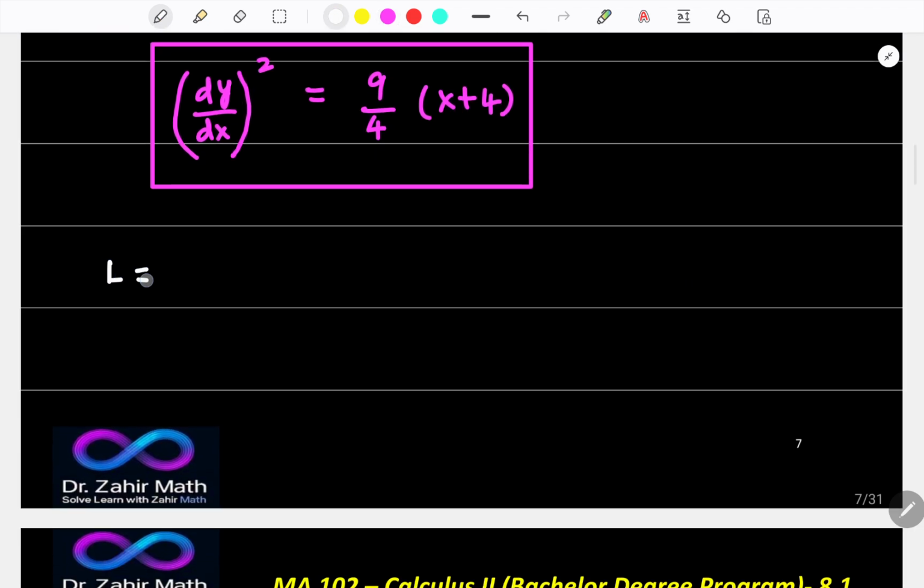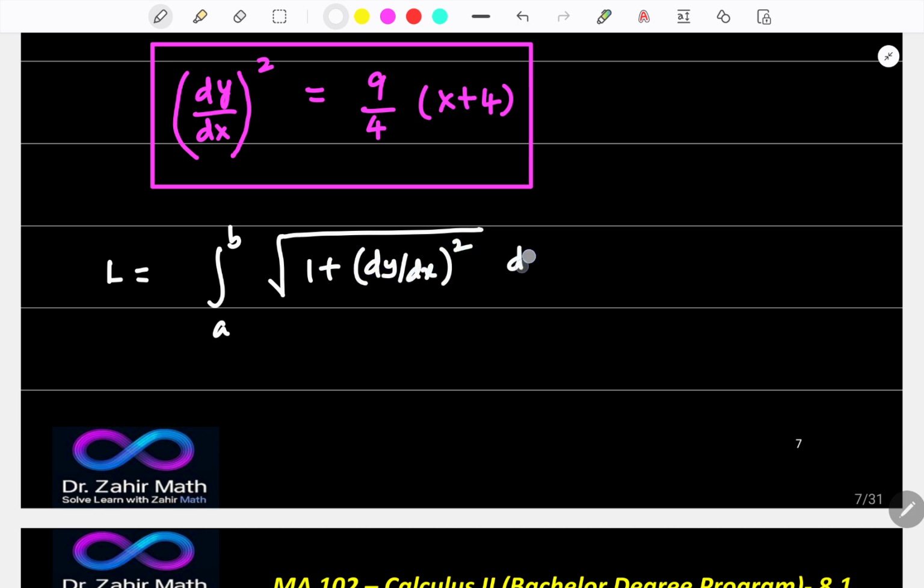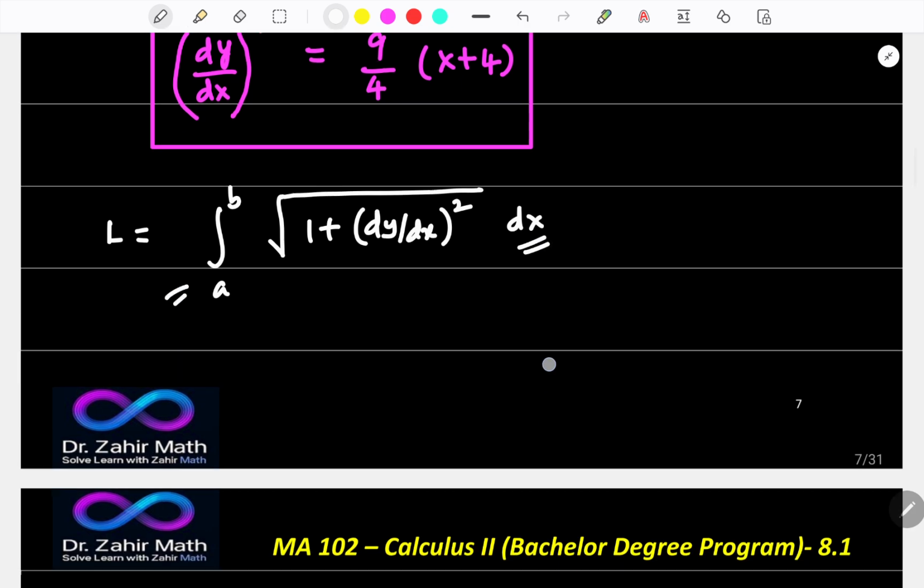Now next we go for the arc length formula, integral a to b. And the formula is what? Do you remember? Just now I finished, right? Integral a to b of the square root of 1 plus (dy/dx) the whole squared, times dx. This dx is for the integration, right?